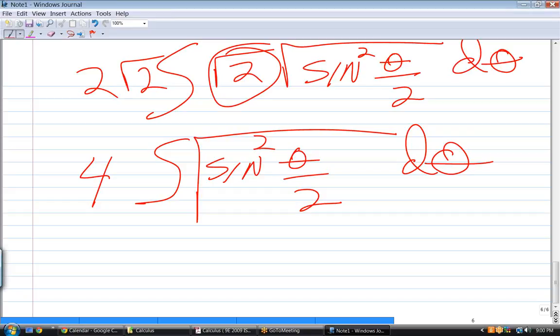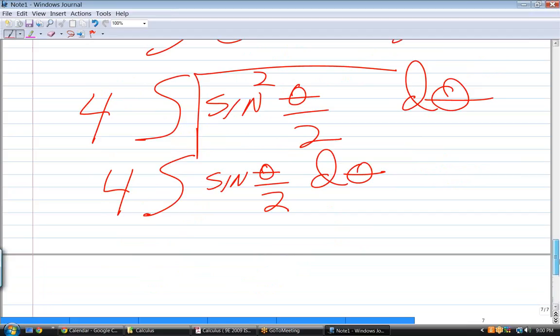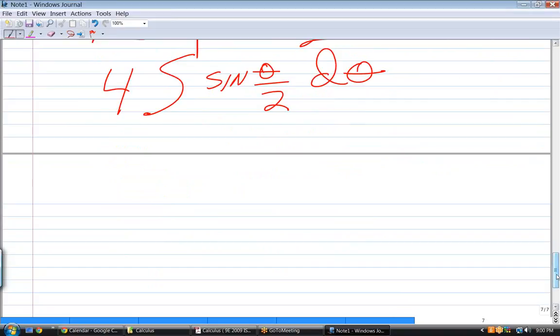And the square root of this, or rather, yeah, okay, so this becomes 4 times the integral of sine of theta over 2 d theta. In other words, if I take the square root of the sine squared, I get sine of theta over 2. And I know how to take the integral of sine of some number of theta.